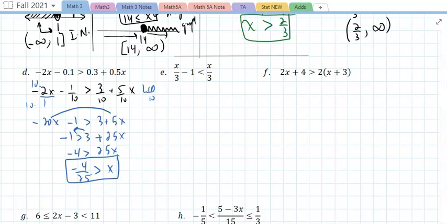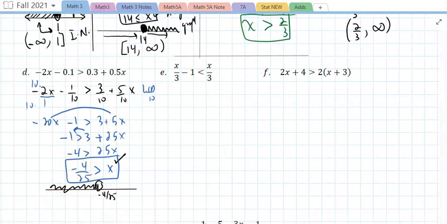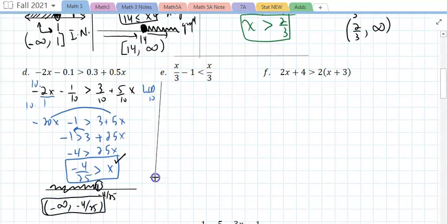If I wanted to sketch a graph, negative 4 over 25, not included. This reads x is less than. So the interval notation... these are the three solutions.